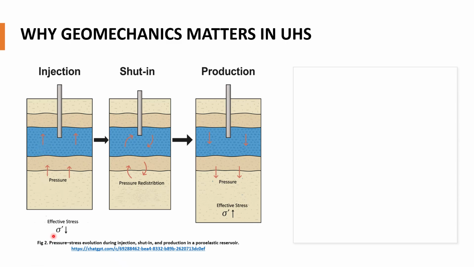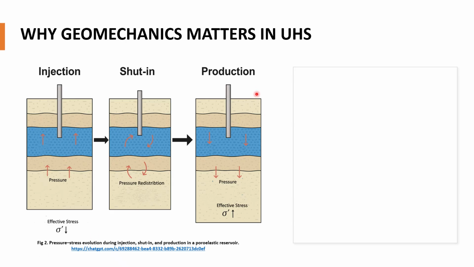Also, according to effective stress principles, a higher pore pressure reduces the effective stress carried by the rock skeleton, which you can see: the effective stress is reduced. And this can bring the reservoir or cap rock closer to mechanical failure. During the shut-in period, pressure redistributes through diffusion, which you can see there as a kind of circle, so it's moving towards equilibrium.